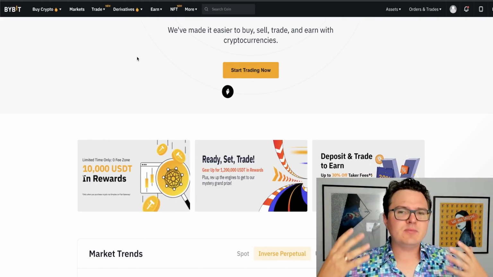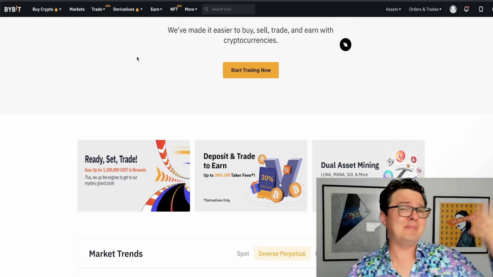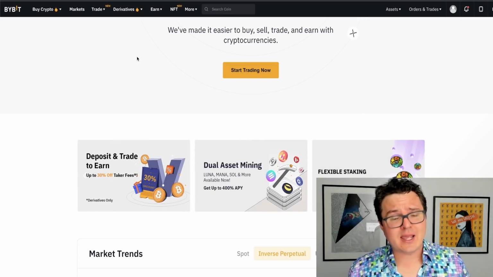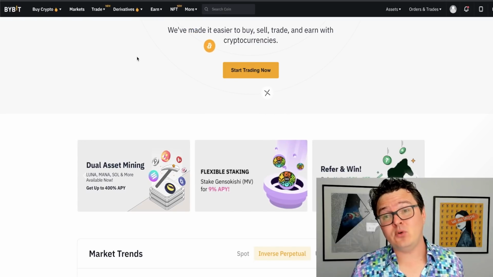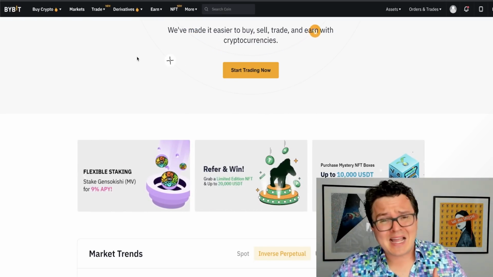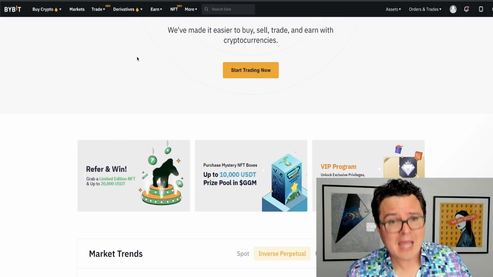So in order to be able to trade derivatives, pick up hot altcoins on the spot market, buy NFTs, any of that stuff over on Bybit, you're going to have to fund your account. There are two ways to do that. One is by buying crypto directly on the platform. The other is by sending in crypto from another exchange like Binance or Coinbase or wherever else you might have picked up some crypto at.